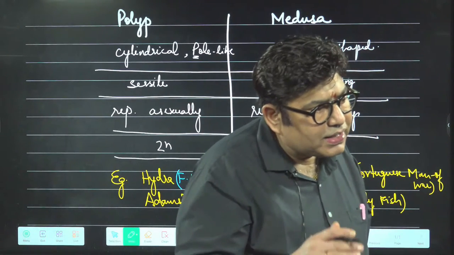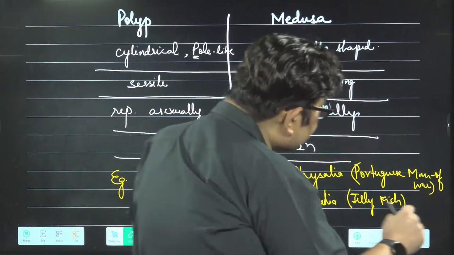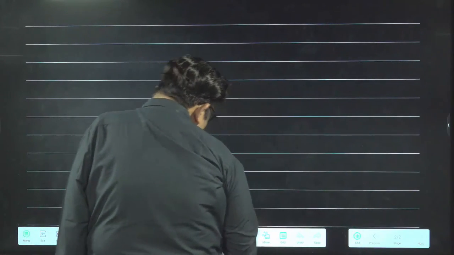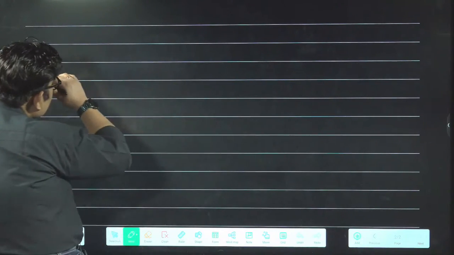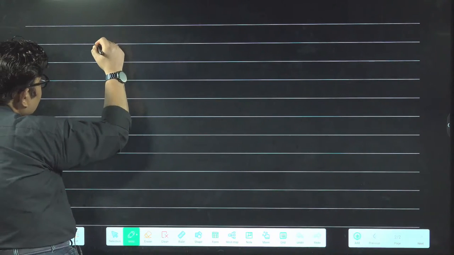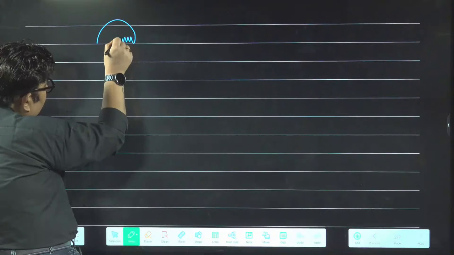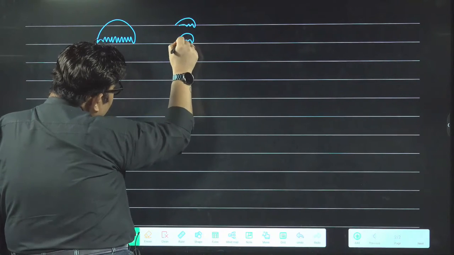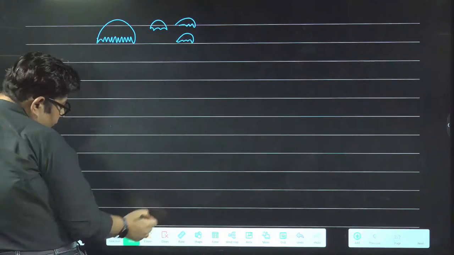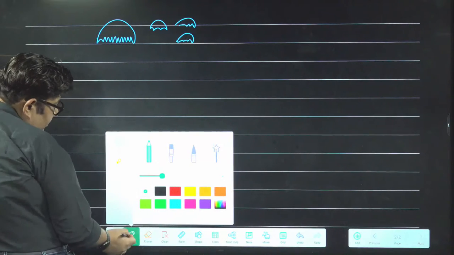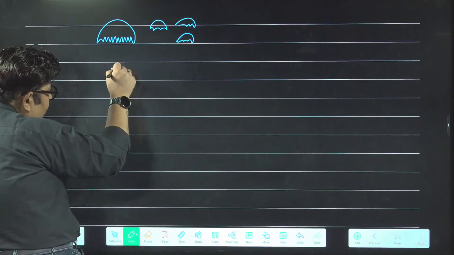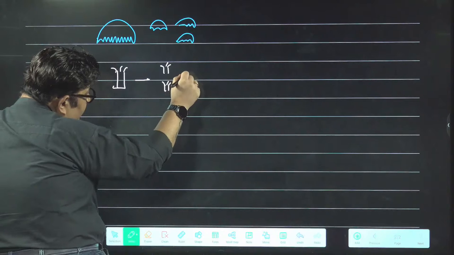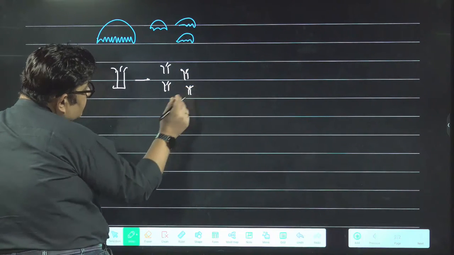Sir, Obelia comes under jellyfish? Now, Obelia is showing metagenesis, so Obelia comes under both. Obelia is a very special case. Generally, in cnidarians, if there is a medusa, it will reproduce and give birth to more medusa. Similarly, if it is a polyp, it will give birth to more polyp. So more and more babies are born, as you can see.